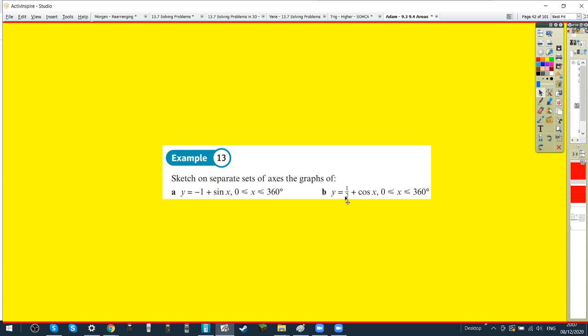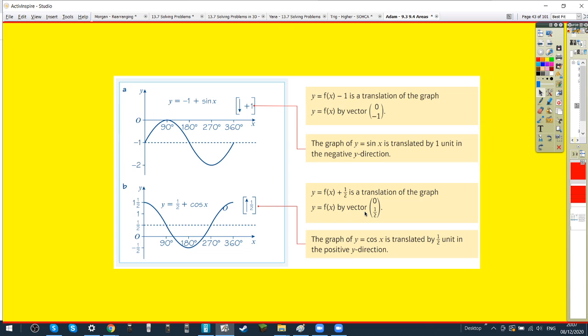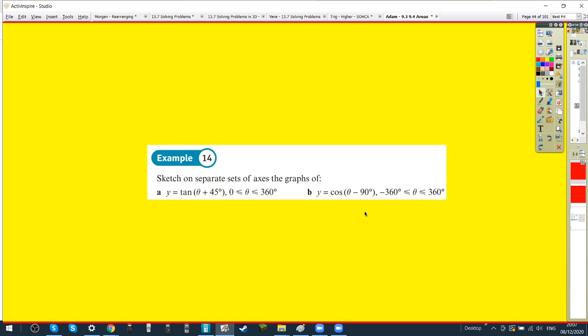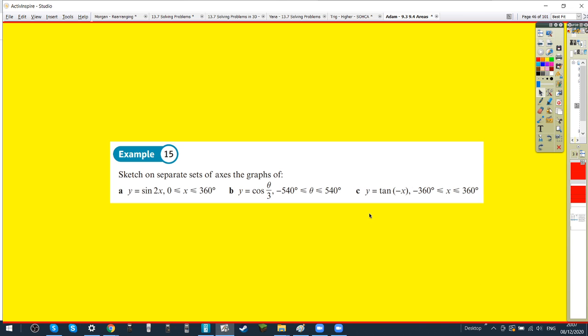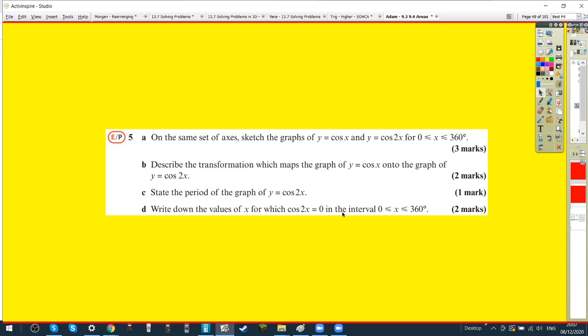Okay, so they get weird. A half plus cos x, it's all the same to the calculator. Tan theta plus 45, cos theta minus 90, just x minus 90. You're literally just putting it in the calculator. So they get weird. Cos, you know, you could do x over 3 from minus 540 to plus 540. So now that they're asking about transformations.